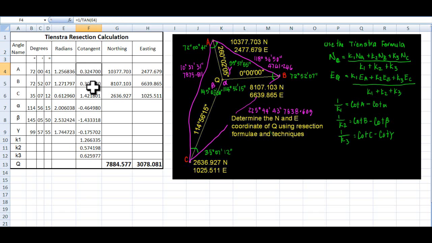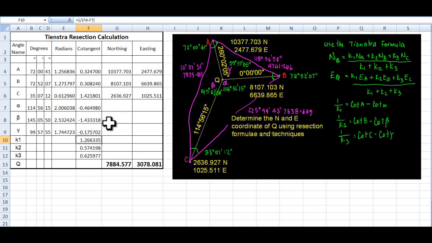The next thing is to do the cotangent. So we've got the radians here, and the cotangent is just 1 over the tangent. So here I've got 1 divided by the tan of E4, and that will give us the cotangent of each of these angles, as you can see all the way down here. So the next step was then to calculate K1, K2 and K3. And looking over here, we can see that 1 over K1 is cotangent A minus cotangent alpha.